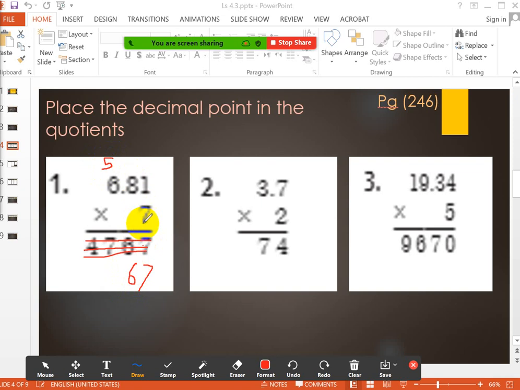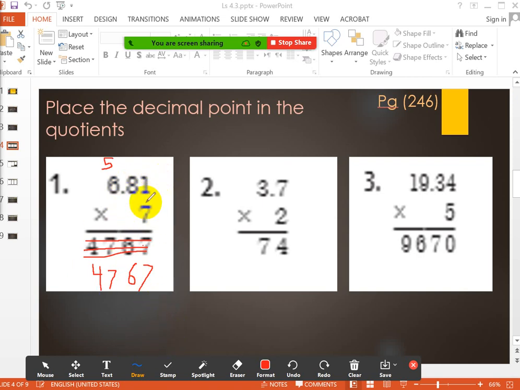Now 7 multiply 6 equals what? Equals 42. Plus 5 equals 47. So I will write it here. So the answer after my multiplication here is 4,767. Okay, now what I have to do after that is write the decimal point.